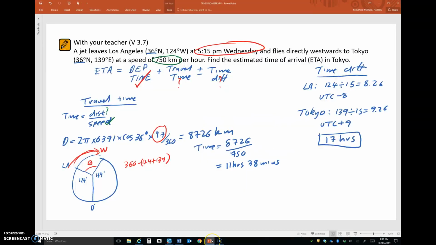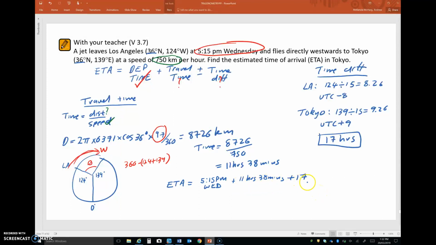Right, so let's now go back to this original equation up the top here. The ETA is equal to, the departure time is 5:15 p.m. on a Wednesday, plus travel time 11 hours 38 minutes. Now in this case we're going from LA to Tokyo, which is ahead, so we go plus 17. If it was the other way, going Tokyo back to LA, we'd do minus 17. But this one's plus 17.